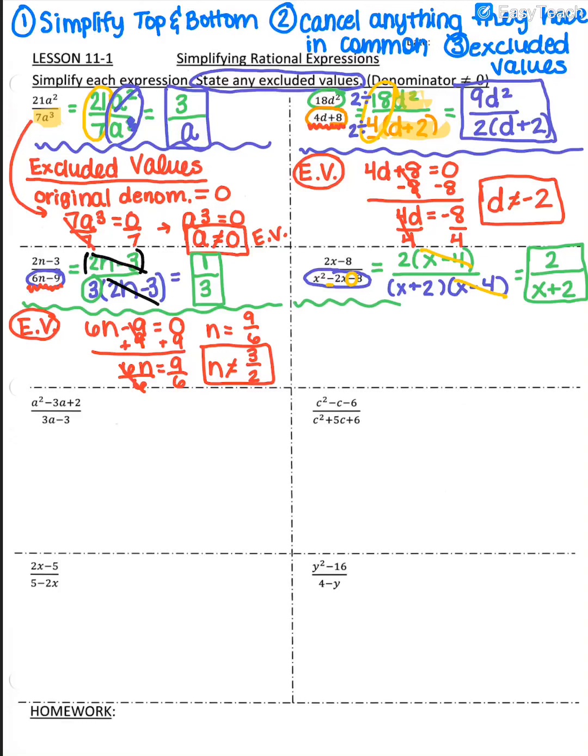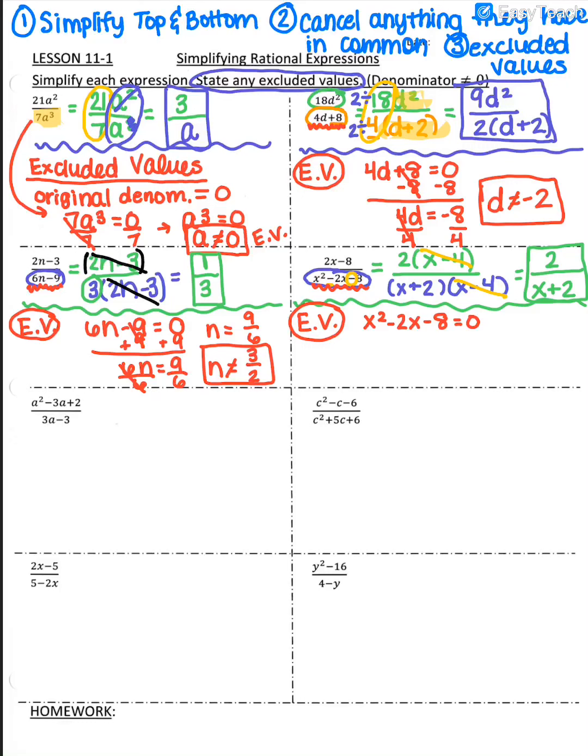All right, and then we have to find our excluded values. We're not going to do excluded values for everything in this chapter. It's really just for this first part. All right, so I have my excluded values. Remember, I have to take my original denominator and set it equal to 0. So I've got to do the x squared minus 2x minus 8 equals 0. And we're going to factor it.